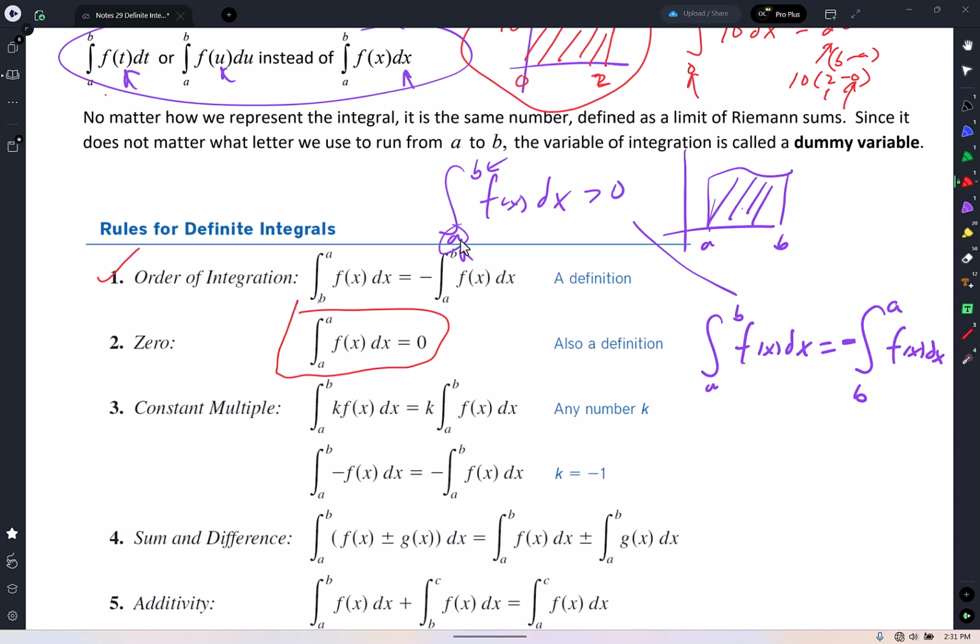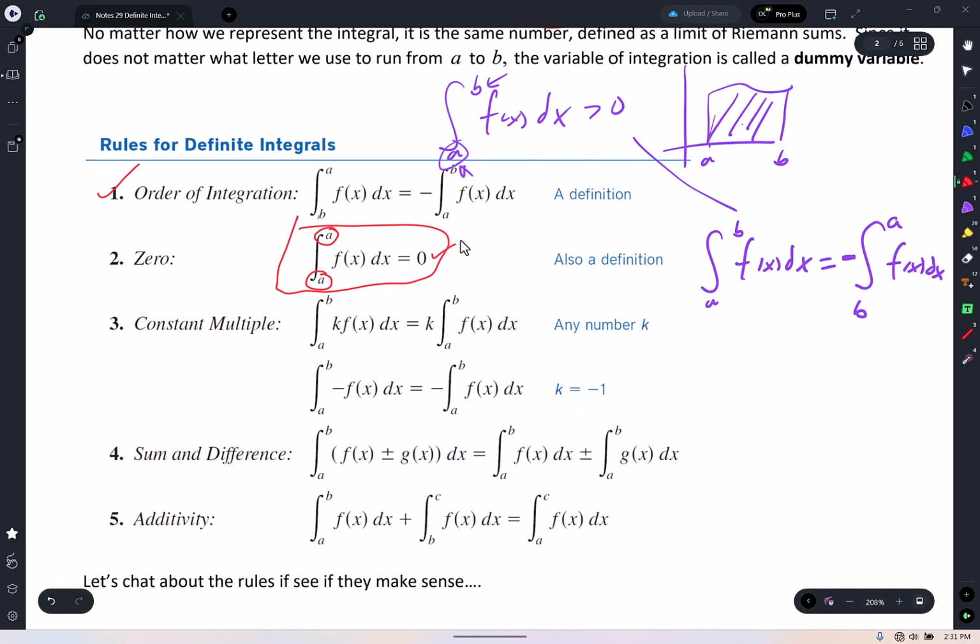Well, because look, guys, if you start at A and you stop at A, have you even moved? No, you haven't moved. You haven't moved anything. So if you haven't moved, it's just 0. Make sense? Okay, I think we're good with this.